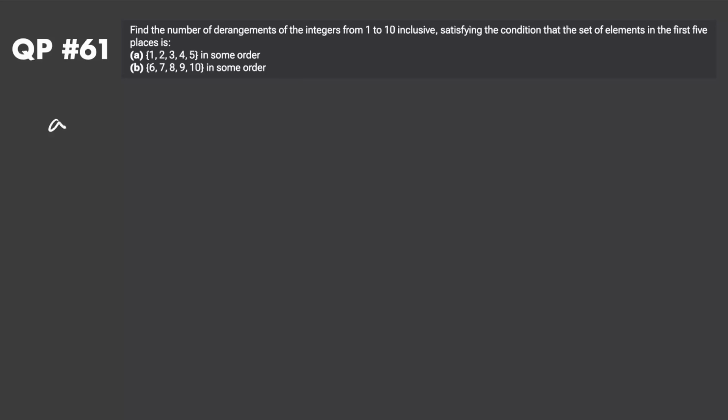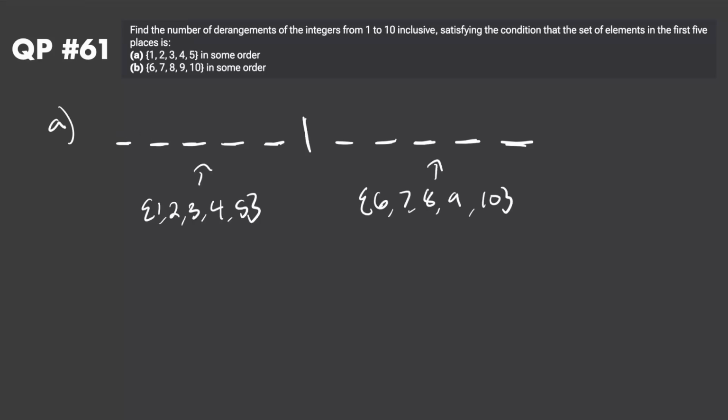Let's look at part A first. So here I've written out the 10 places to put the numbers 1 through 10, right? 1 should go here, 2 should go here, you know the drill. So in part A, we're basically saying that 1, 2, 3, 4, 5 need to go in all the places before this line in the first 5 places, right? And that necessarily means that 6, 7, 8, 9, 10 need to go in these places over here. So you can clearly see we've broken it down into two subproblems.